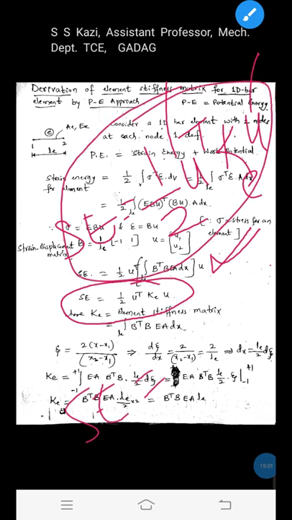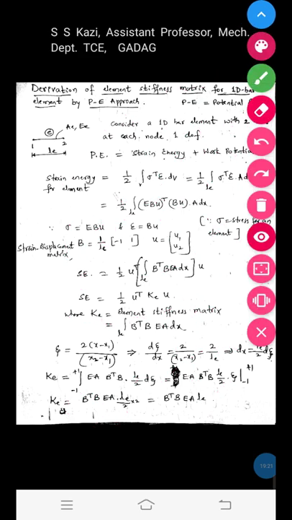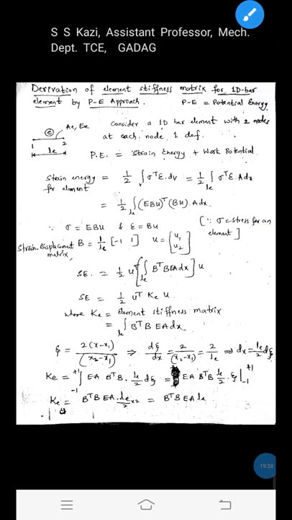Is this expression in the form of strain energy for a spring, that is half Kx square, where x is the displacement of the spring and K is the stiffness of the spring? Here x square is nothing but displacement square, and K is the stiffness. Therefore, Ke is the stiffness matrix for this element.